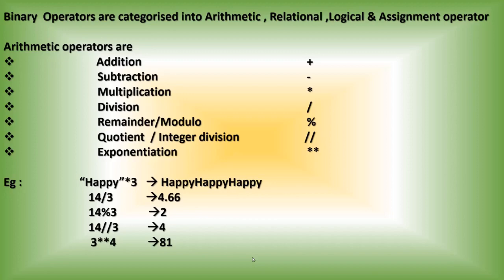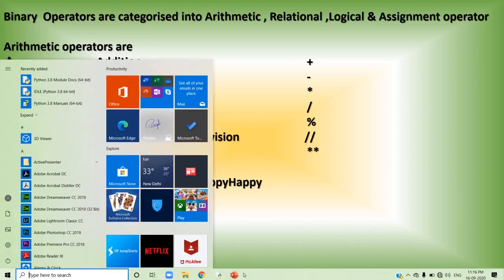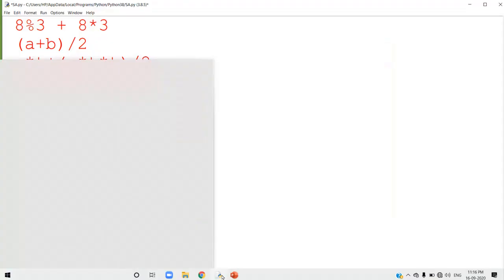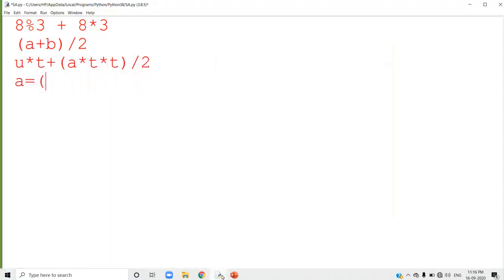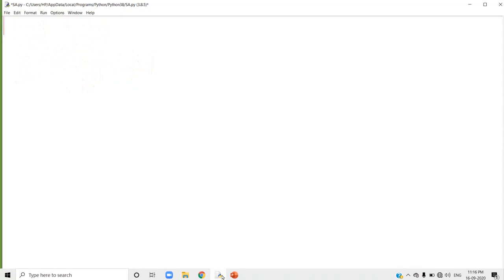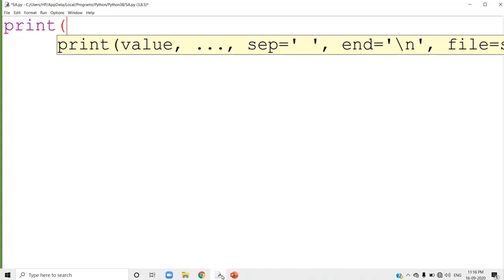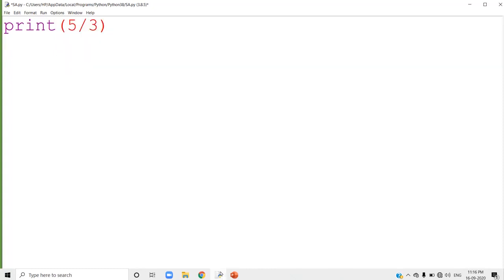Now I'll try out a few arithmetic operators in the Python screen, which I already discussed in the first Python class. See, I am going to write print. I just want to see the output. That is why I am using the print statement over here. Print 5 divided by 3. See what the output is.